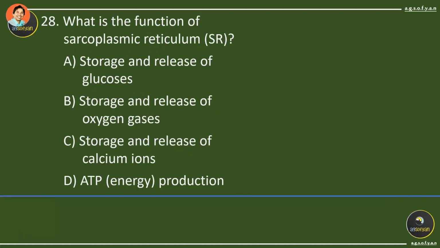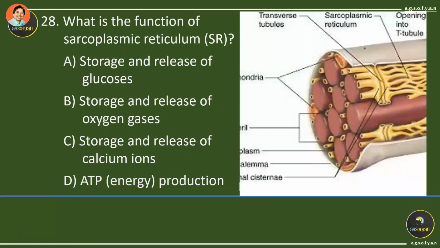What's the function of sarcoplasmic reticulum? A, B, C, or D? So we see this picture. It has sarcolemma. It has these myofibrils, where there will be sarcomeres over here. And it has this structure, which is called the SR, sarcoplasmic reticulum. The function of the sarcoplasmic reticulum is to store what? Glucose? No. The storage for glucose is called glycogen.